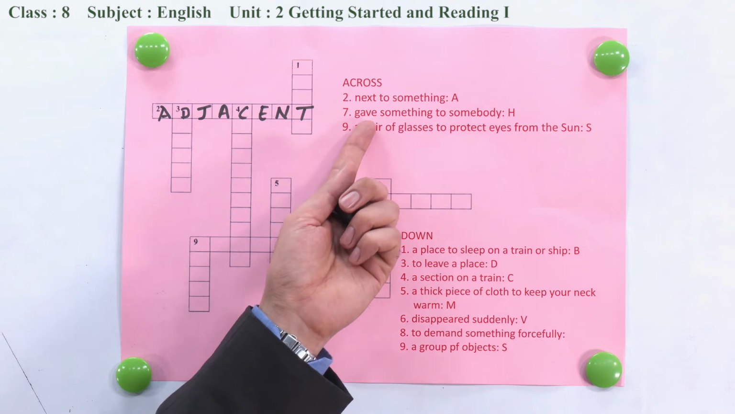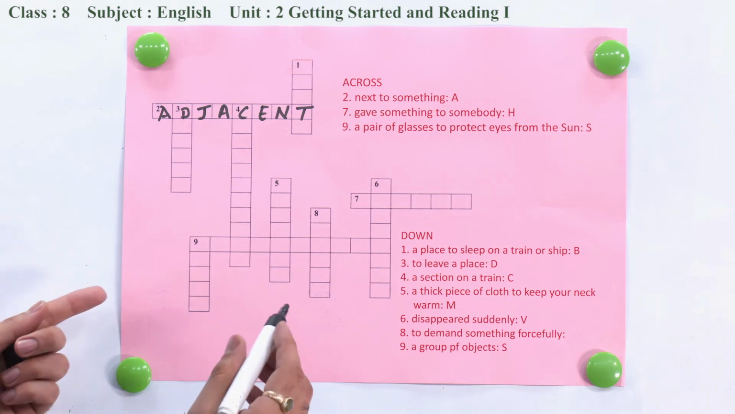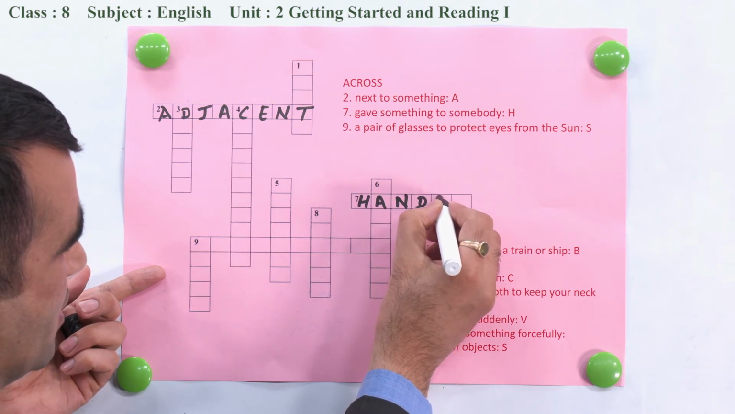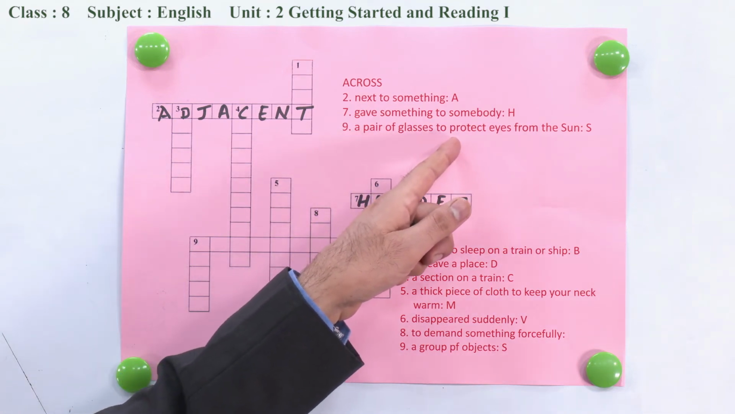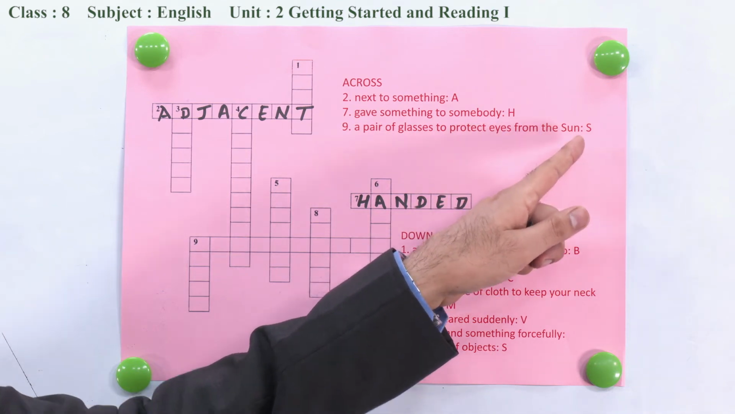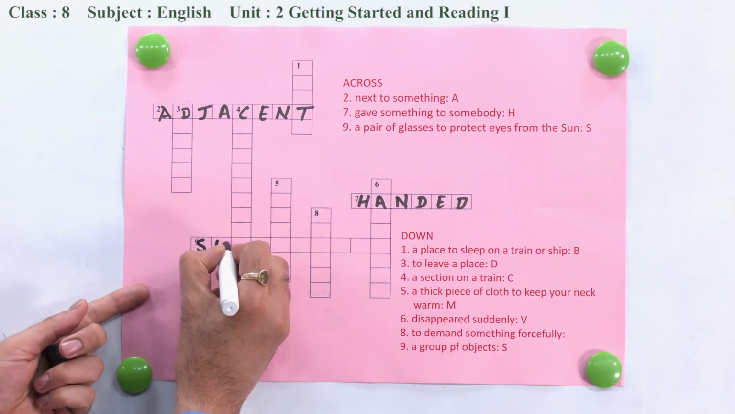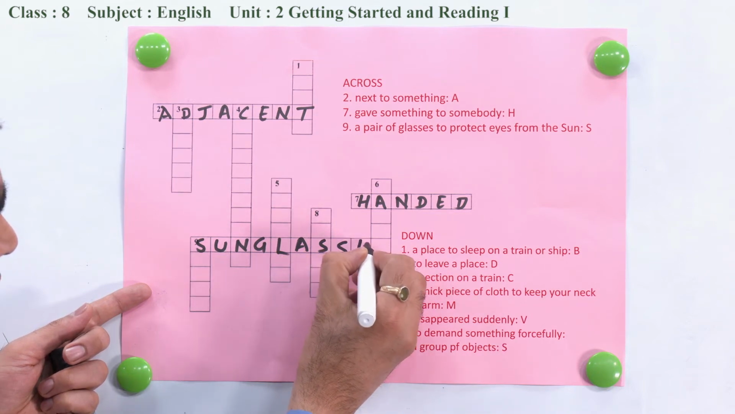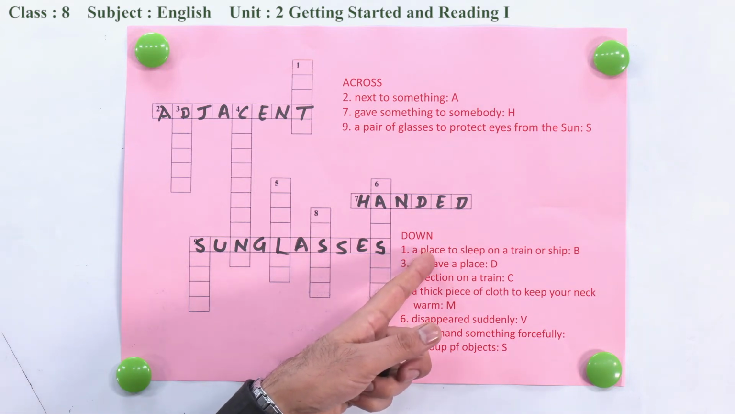Similarly, another word. Give something to somebody is? Very good. Handed. Now, where do you write? Number 7 across. H, A, N, D, E, D. Handed. Next. A pair of glasses to protect eyes from sun. What is it? Beginning with S. Sunglasses. Spell it: S-U-N-G-L-A-S-S-E-S. Sunglasses.